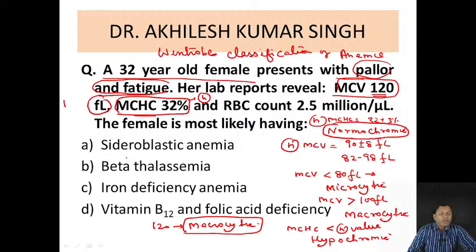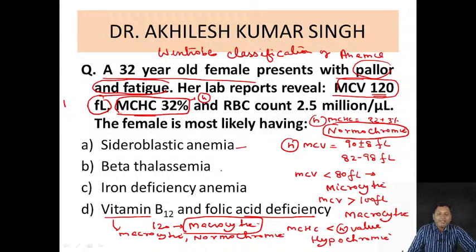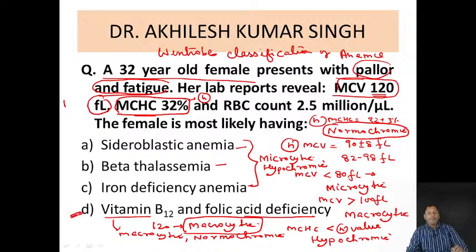Now let us look at the options here. Vitamin B12 deficiency and folic acid deficiency are examples of macrocytic and normochromic anemia, right? Sideroblastic anemia, beta thalassemia, and iron deficiency anemia, these three are examples of microcytic and hypochromic anemia. So what is the answer here? The answer here is D, that is vitamin B12 and folic acid deficiency.